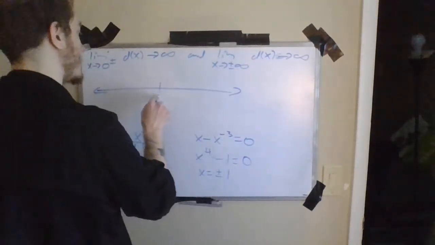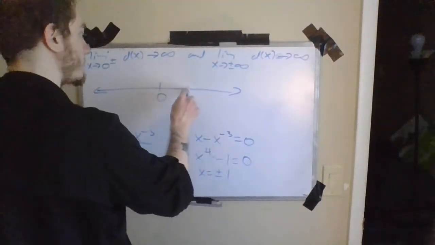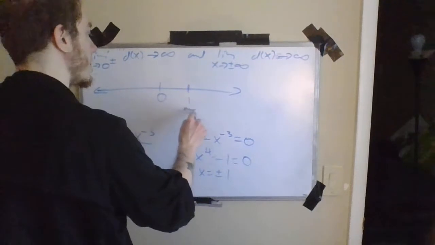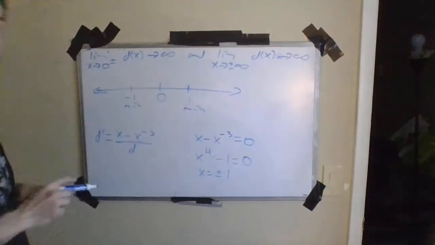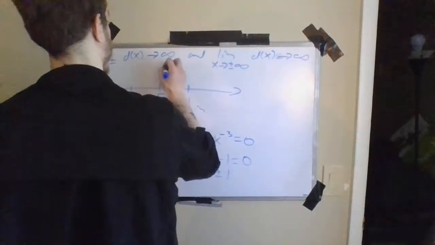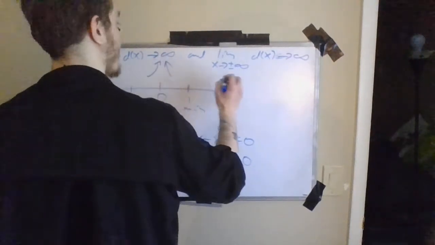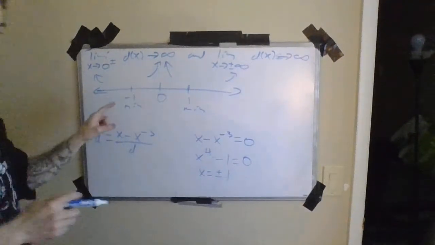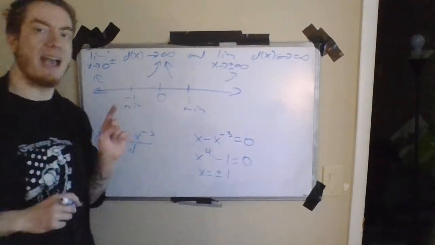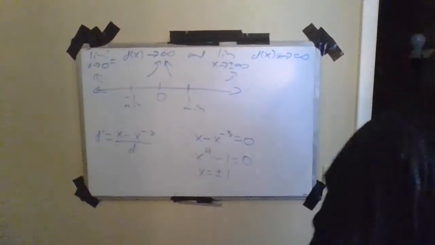So we take our 0 and we split the domain. At x equals 1, this is going to be a local minimum, and at negative 1, we have a local minimum as well. Because our function blows up to infinity around 0, and it also blows up to infinity on both ends. So our critical points have to actually be minimums. And then we just have to check which minimum is smaller.